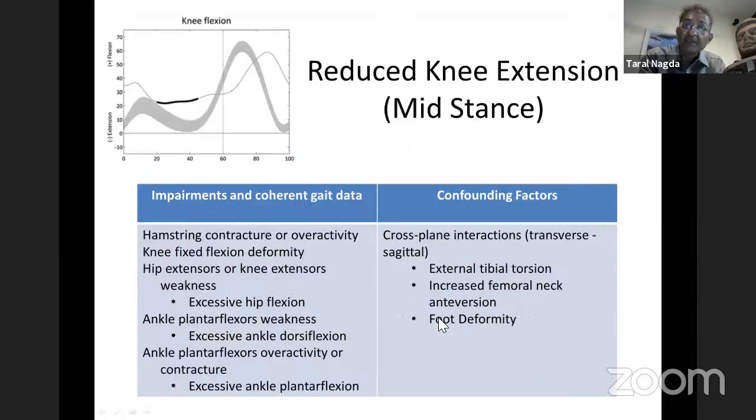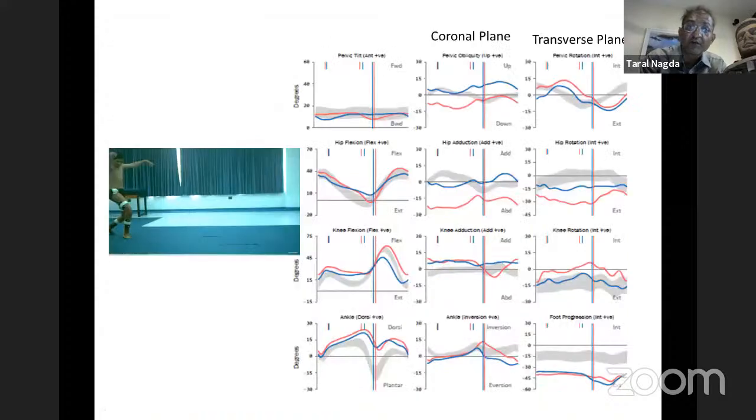Coming to the knee, reduction in knee extension, or increase in knee flexion. The commonest cause is hamstring tightness, but this can also be seen because of external tibial torsion or increase in femoral neck anteversion, or it can be secondary to a foot.